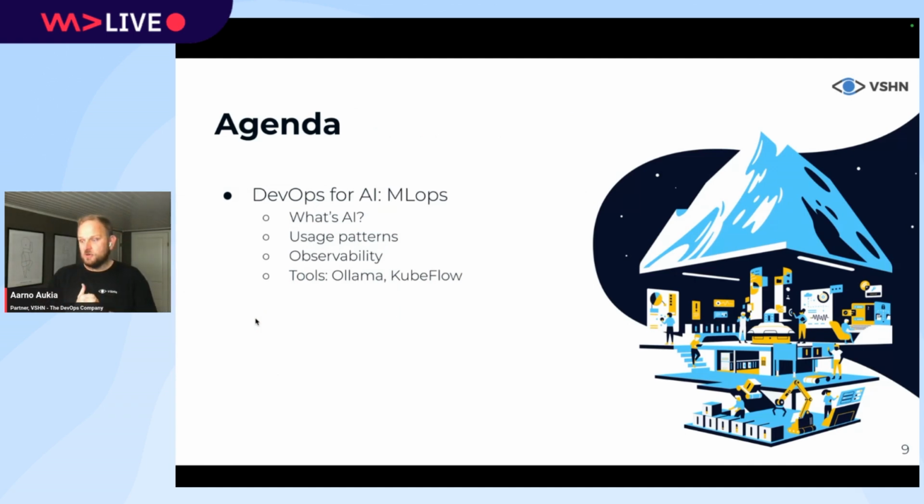Let me dive deep into the topic. I'm going to first go into what is this AI thing I'm talking about. How is it used? Usage patterns, both for the software development and also for the operations part. I want to talk about observability, and of course, then introduce some tools to you that you can hopefully use yourself and take back home.